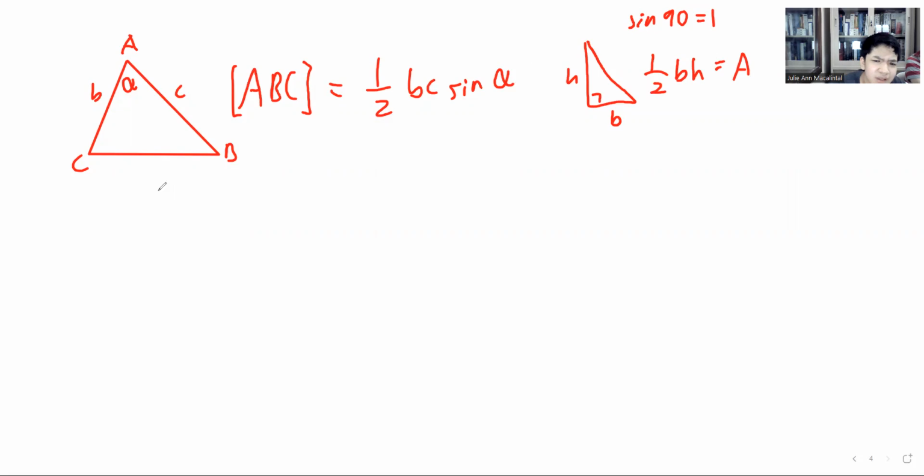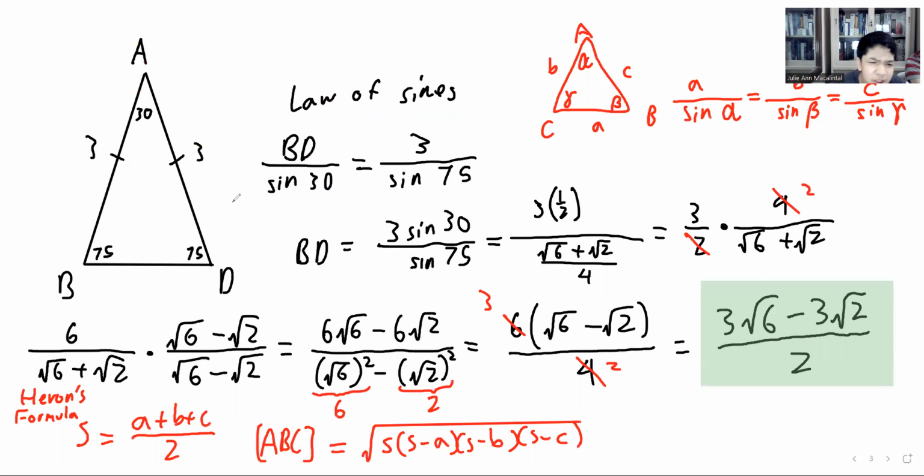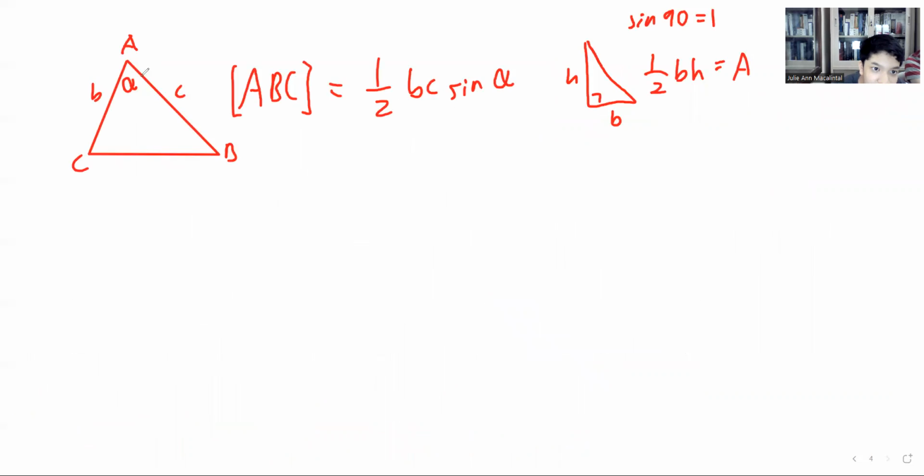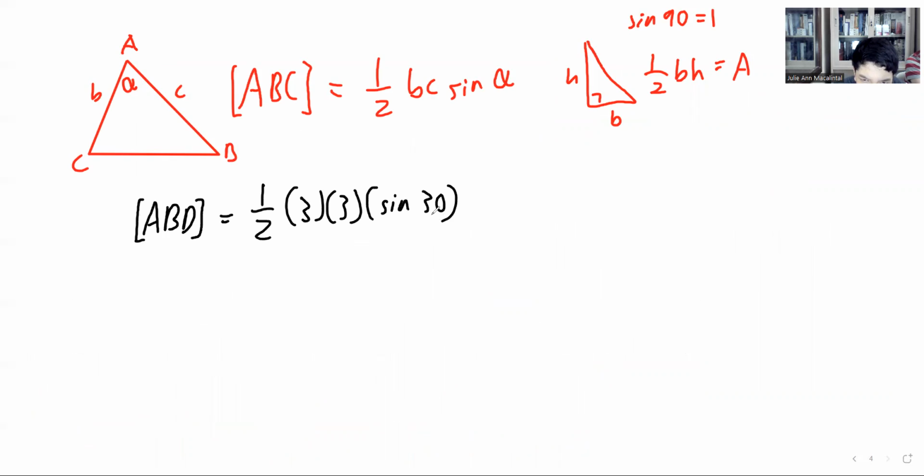So now, without even knowing this 75 degrees over here, we already know this is 30 degrees. So we just need two sides and the included angle. So we can now conclude the area of ABD equals 1/2 times 3 times sine 30. So I'll just put another appended figure.